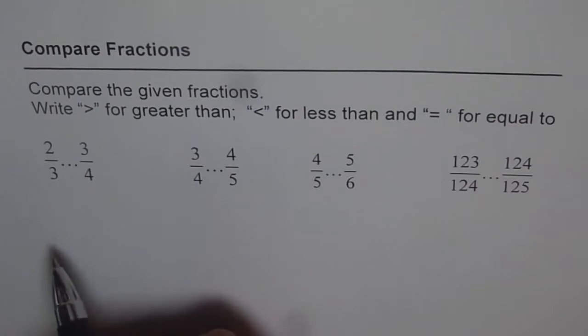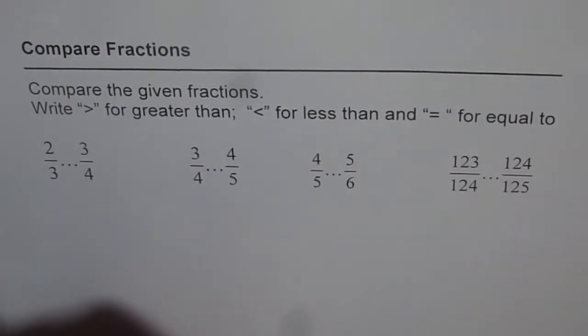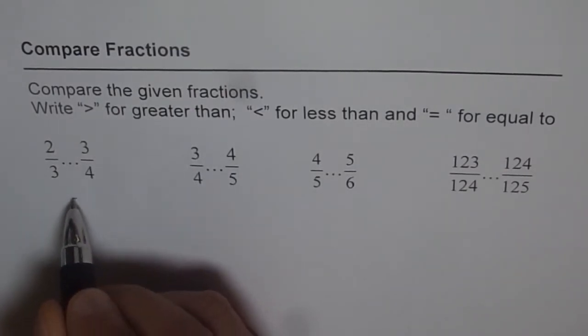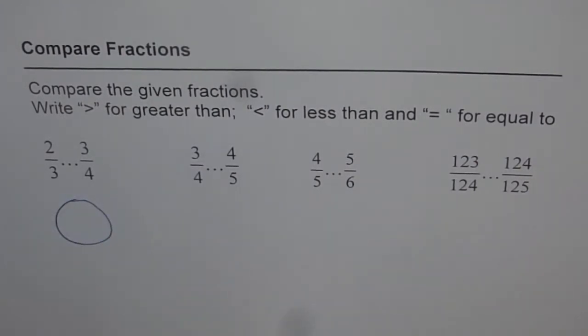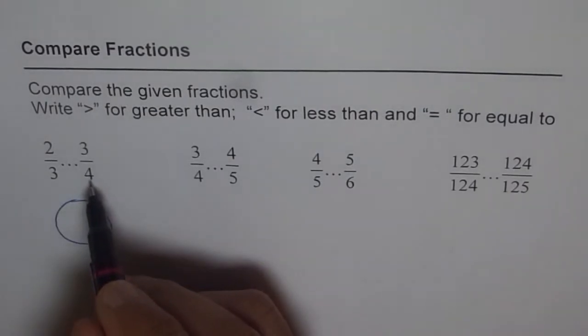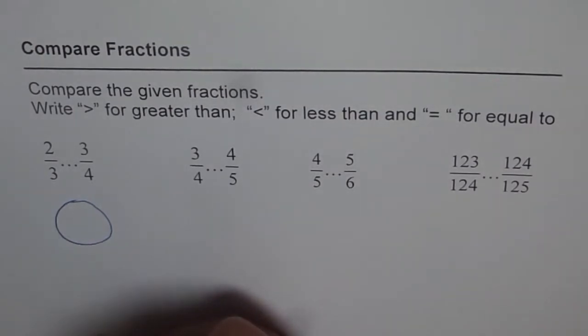Now, the first one is 2 over 3 and 3 over 4. How do they compare? Which one is greater? Think like this. You have some piece, right? Let's say you have this piece. If you make 3 portions and share with 2, or if you make 4 portions and share with 3, how many will be left for you? Will the left piece be bigger or smaller? That's one way of looking into it, right?